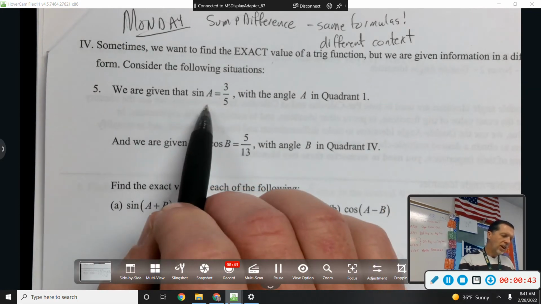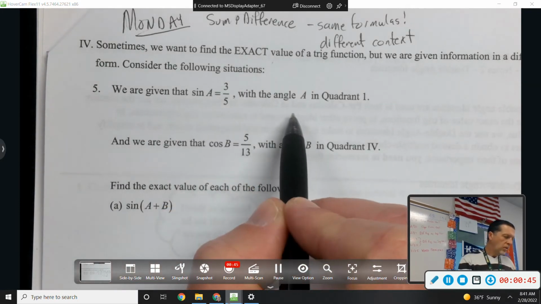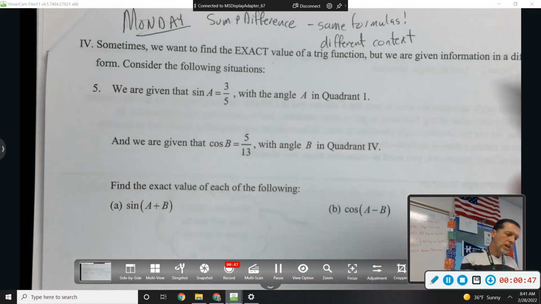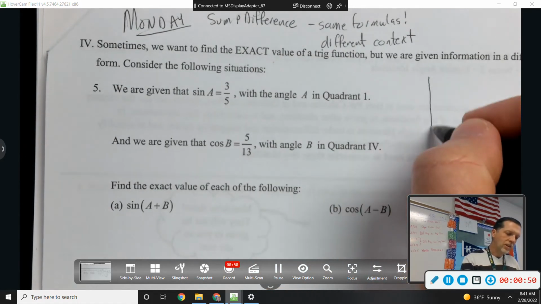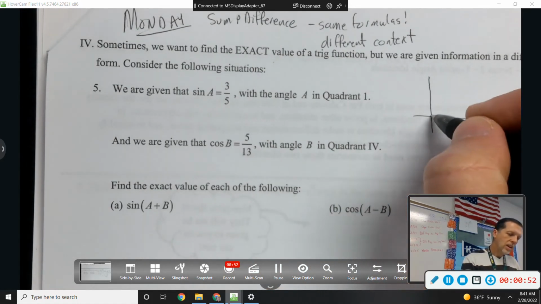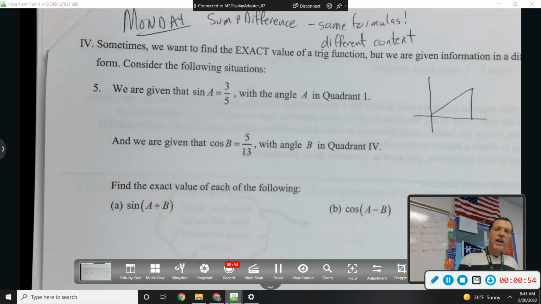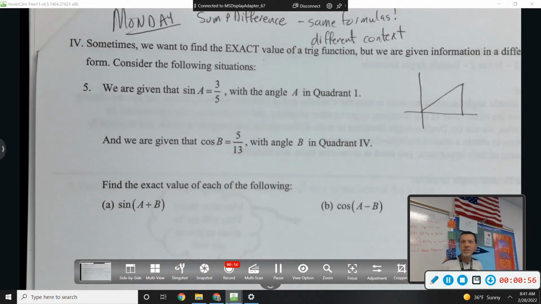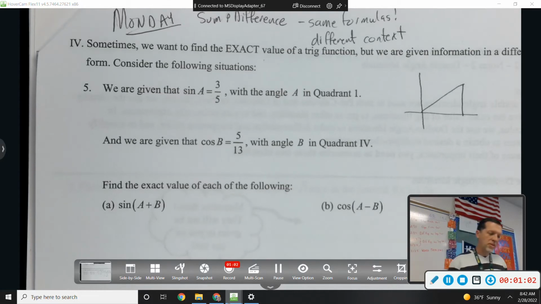Consider the following situations. We're given that sine of A equals 3/5 with angle A in quadrant 1. Well, let's draw that and see what it looks like. Your triangle doesn't really need to be to scale, but it does need to be in the right quadrant. If you put it in the wrong quadrant, you will probably miss the problem.